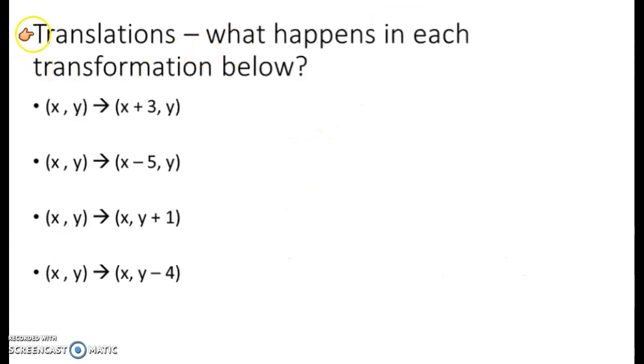Okay, so translations. We need to be able to list out what's happening in each of the translations. So here, if I'm taking 3 and I'm adding it to the x value, think about your x-axis. Your x-axis goes right and left. So if I start at any x value, let's just say here, and I add 3 to it, I'm actually moving 3 to the right.